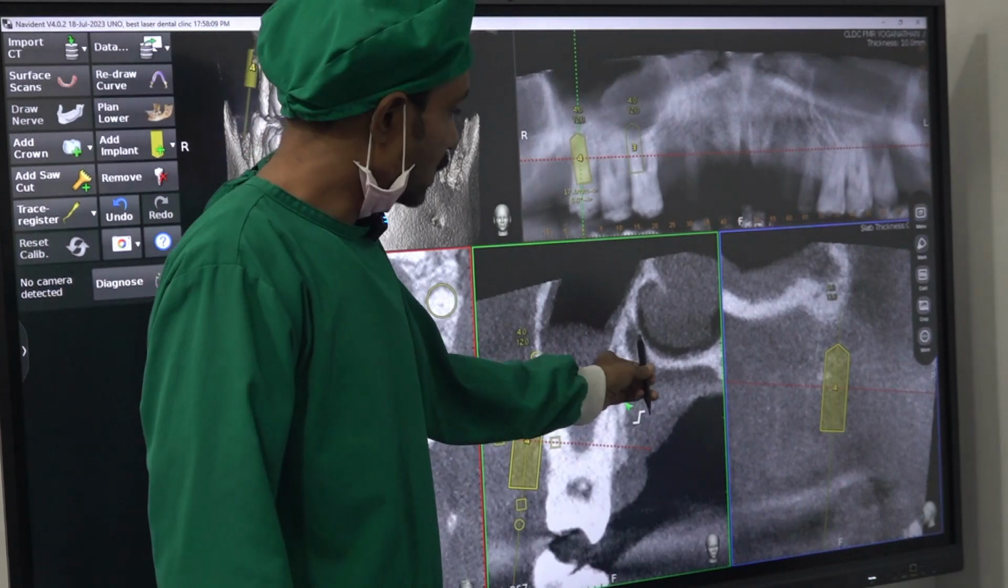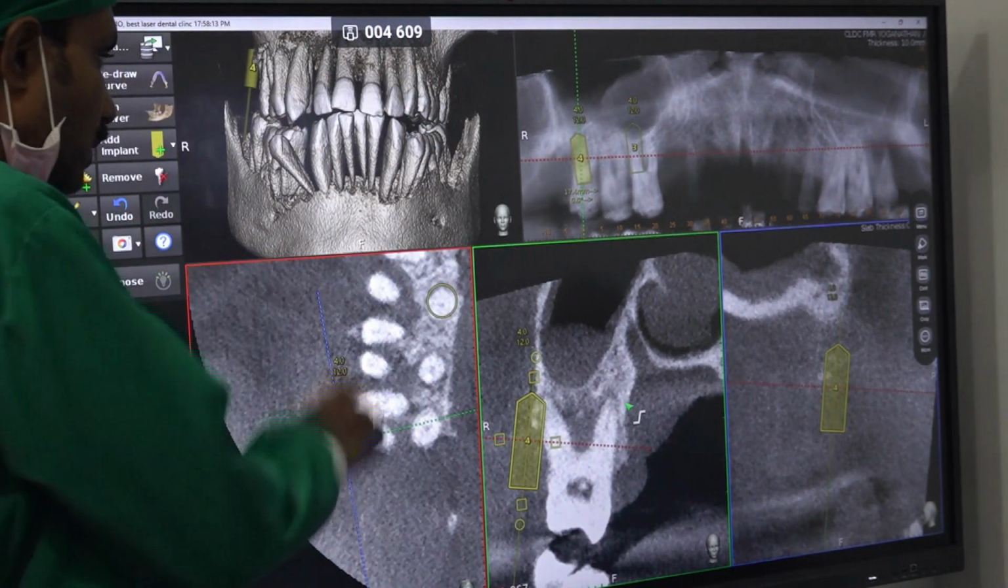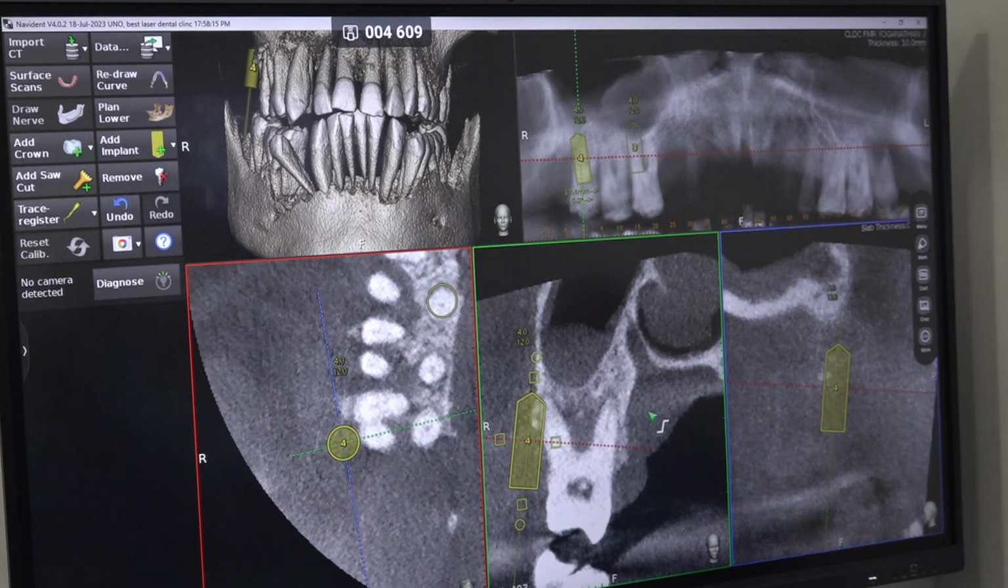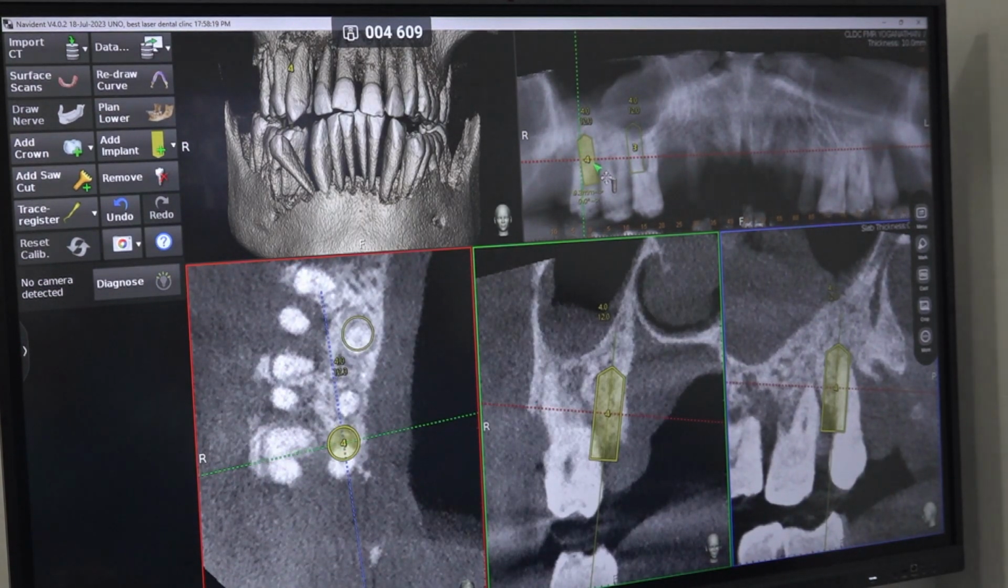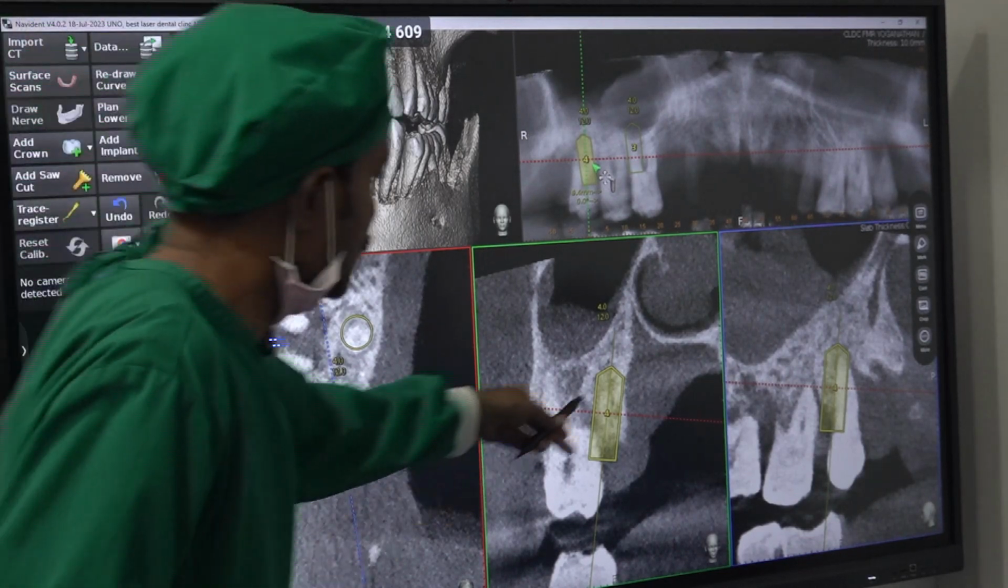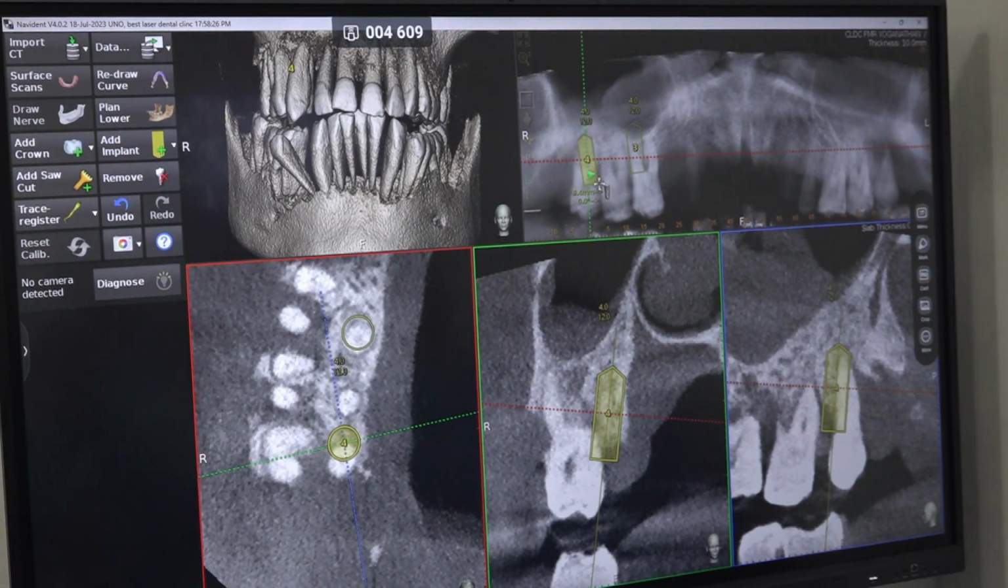Okay. This is the greater palatine canal coming here. It opens between 7 and 8, right? We will see where it opens. See here, no? It opens as the foramen, the greater palatine foramen area, between 7 and 8.